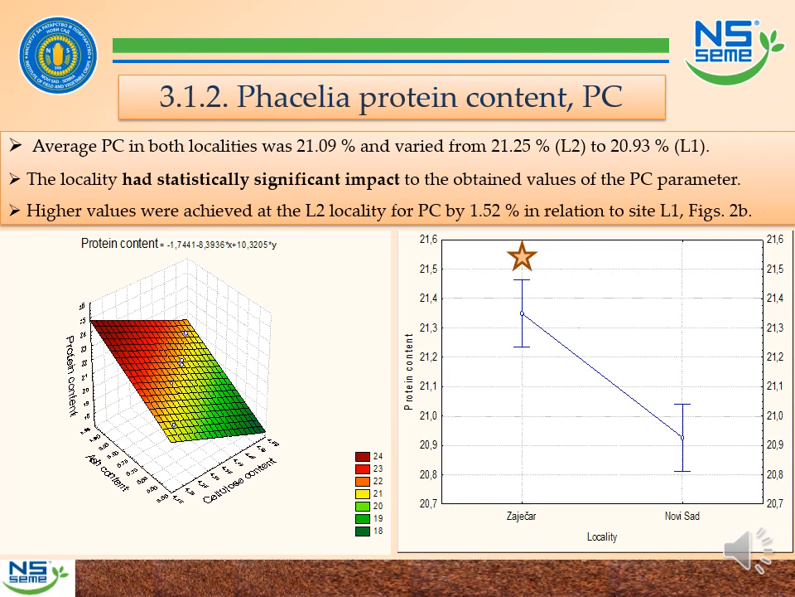Average protein content in both localities was 21.09% and varied from 21.25% to 20.93%. The locality had significant impact on these values. Higher values were achieved on the second locality in Zaječar by 1.52% in relation to the first site in Novi Sad.